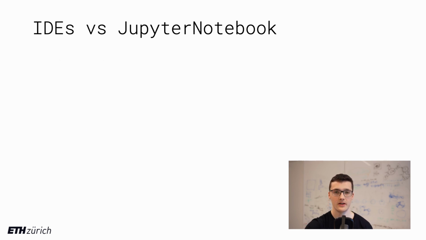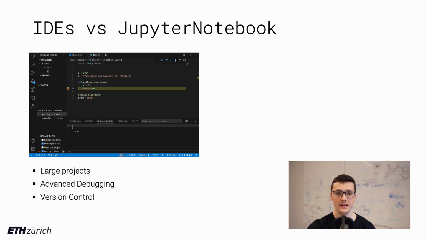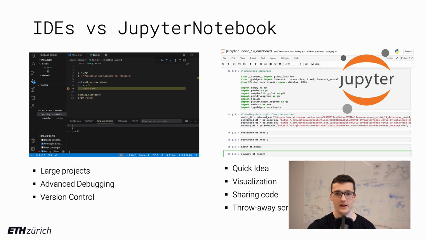Then the next part I want to quickly go over is when to use an IDE, what a Jupyter Notebook is, and when to use it. IDEs are typically very useful if you have larger programs and projects that you want to be working on, if you need advanced debugging and, for example, version control. For anything else that is more like a throwaway script that you write for a quick idea, prototyping, or visualization, the Jupyter Notebook is perfect. Or if you want to share a bug with a person, just sending one file with a Jupyter Notebook is very easy to communicate.